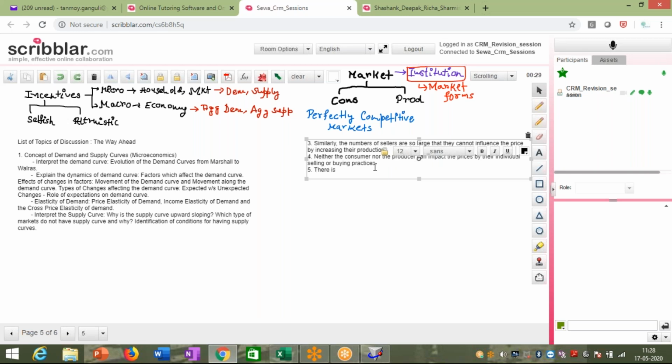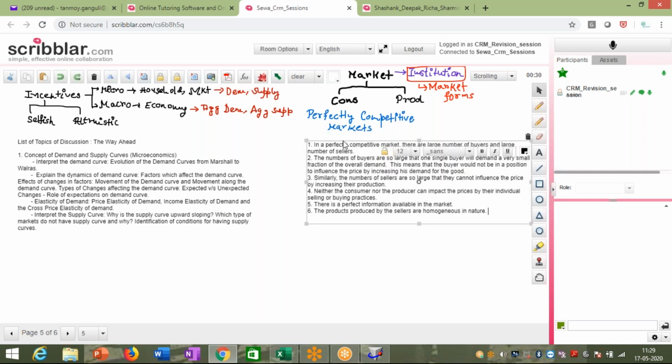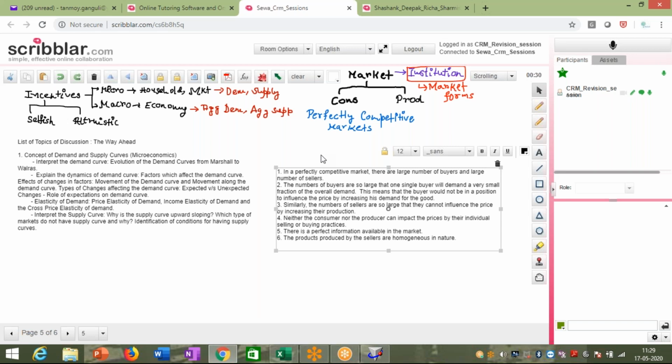The fifth is that perfect information is available in the market, and above all, the products produced by the sellers are homogeneous in nature. So these are some of the important points that we generally get to see as a part of perfectly competitive markets.